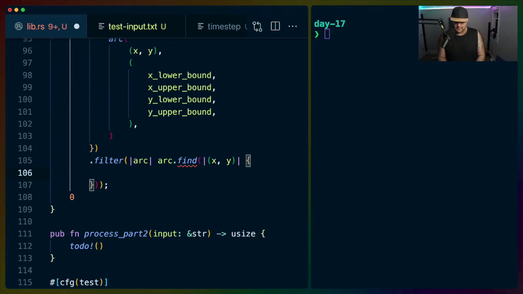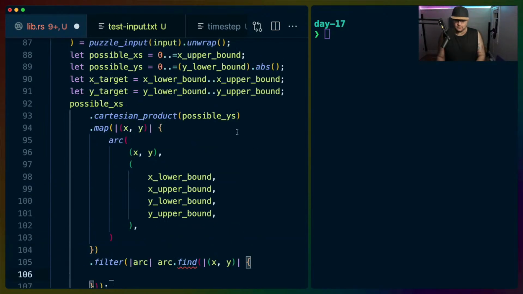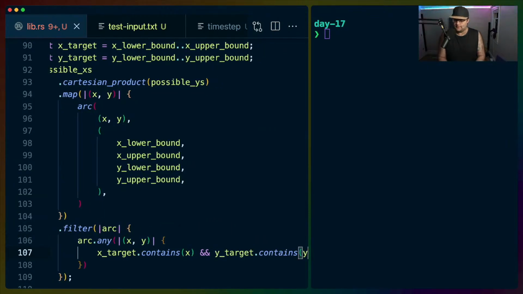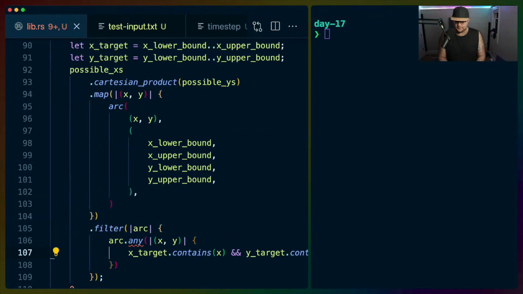arc.find xy. X target dot contains... this is any. And y target dot contains y. Right? We need to iter on this, but that's fine.